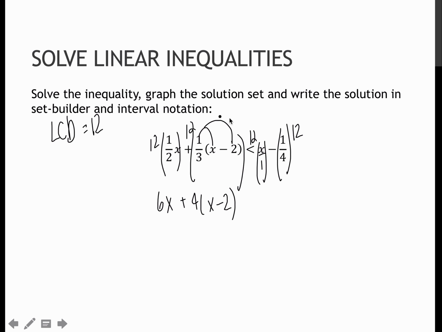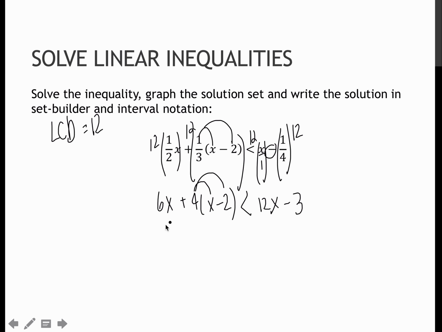So I could have distributed the 1/3 and then taken both values by 12. Instead, I took the 12 times the 1/3, and now I'll be distributing a different number. 12 times x divided by 1 is just 12x. And 1 times 12 divided by 4 is 3. Keep in mind that was a minus, so it will stay a minus.